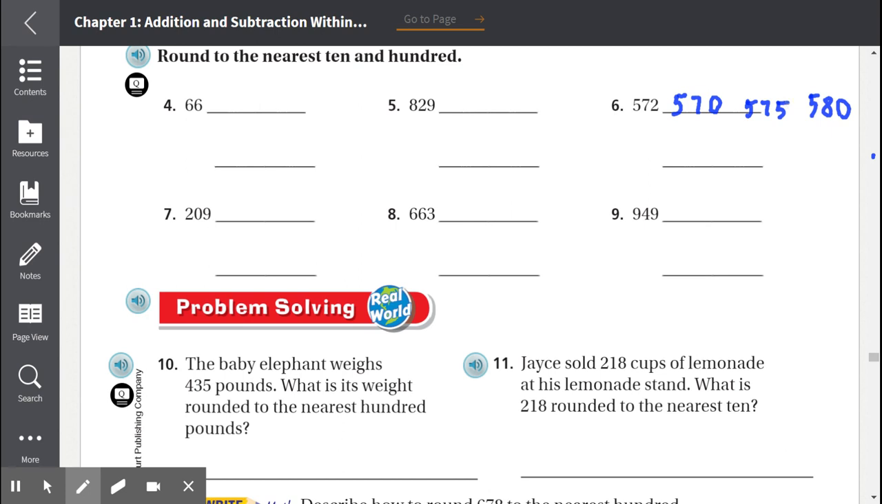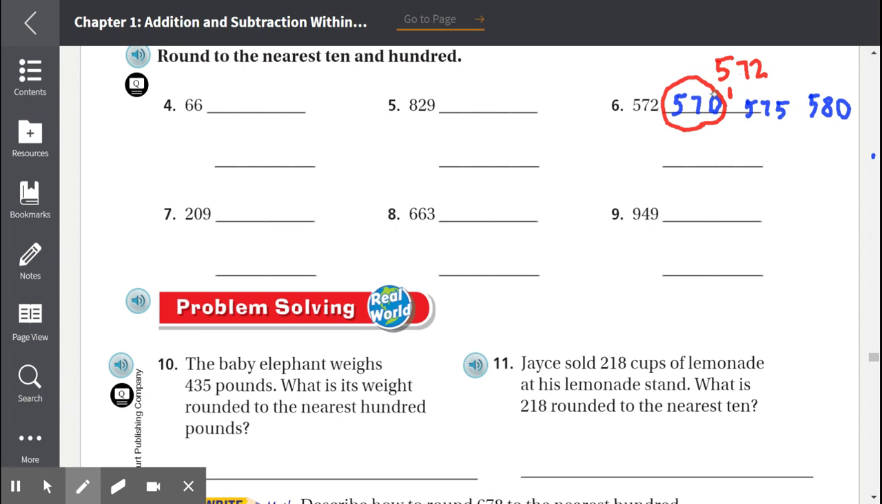So now let's see which one 572 is closest to. Would 572 be between 570 and 575, or 575 and 580? 572 would be right here. So that means 572 is closer to 570 than it is to 580. So 572 rounds to 570.